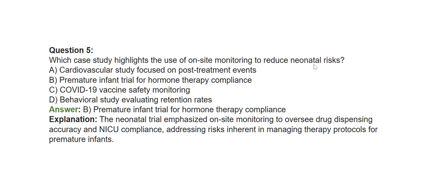So we are talking about the neonatal population. So this will apply to the premature infant trial for hormone therapy compliance. So it is B, as the neonatal trial emphasized on-site monitoring to oversee drug dispensing accuracy and ICU compliance, addressing risks inherent in managing therapy protocols for premature infants.